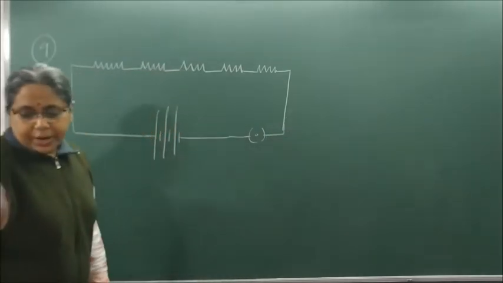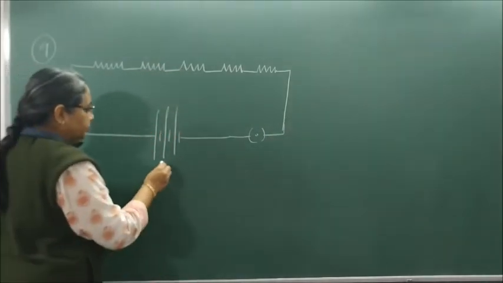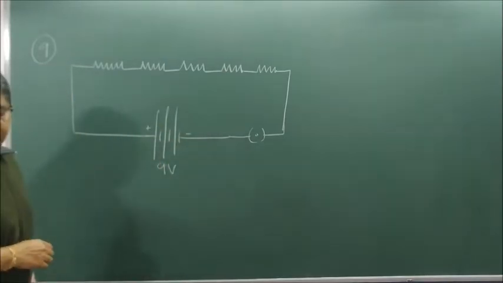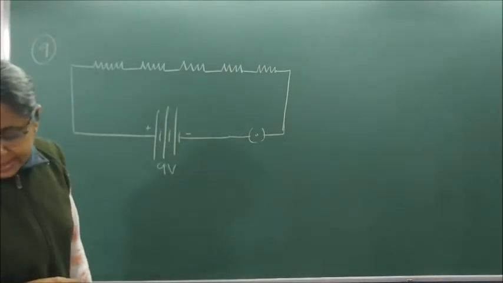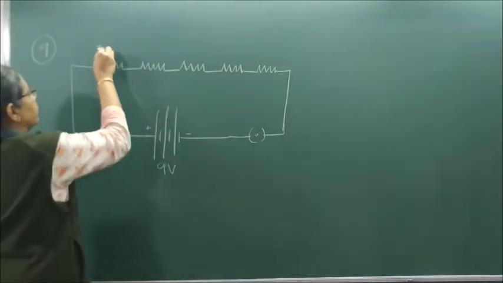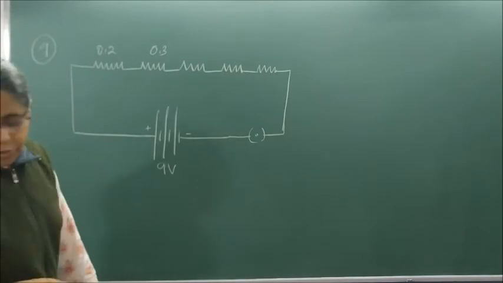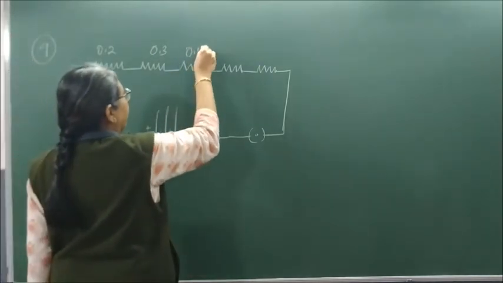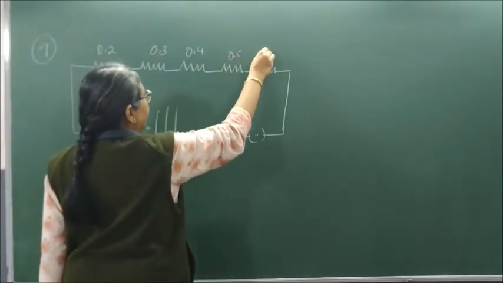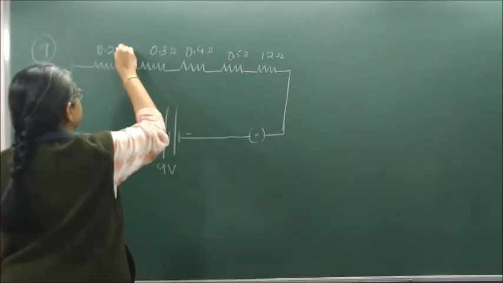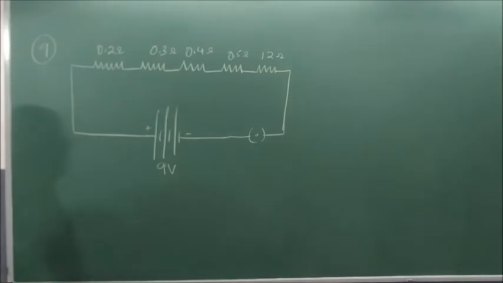Okay, so the battery is 9 volts. Always put a positive and a negative sign in a battery. Then you have all the resistances: 0.2, 0.3, 0.4, 0.5 and 12 ohm. This is how the resistors are connected in series.